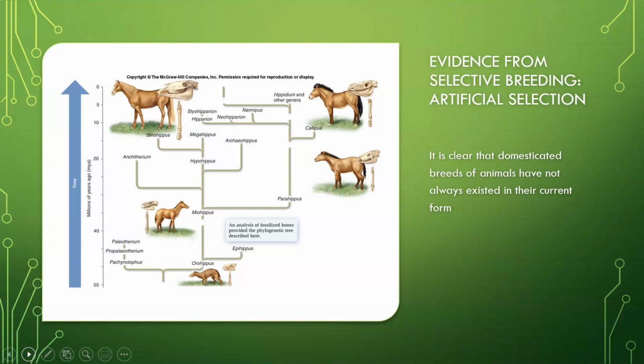It's clear that domestic breeds of animals have not always existed in their current forms. If we have a look at this chart here, we can see how the horse has evolved over time. The horse as we know it now, in the top left hand side, is very different to its ancestral forms if you go down to the bottom, to its history.